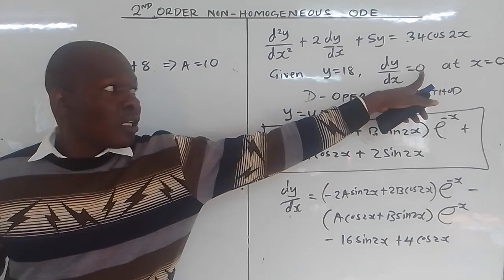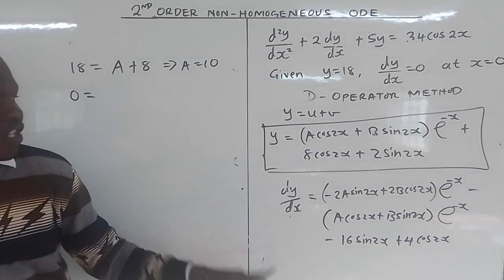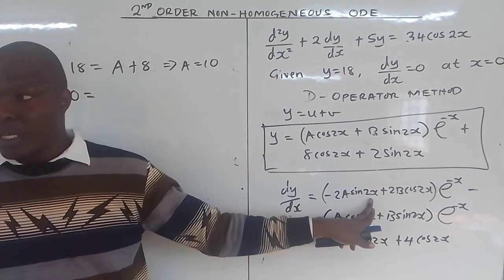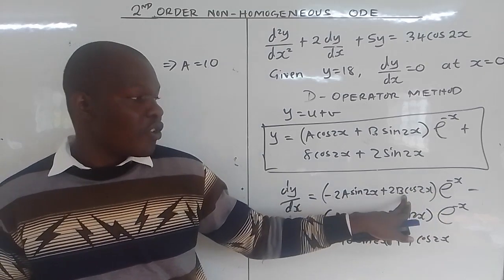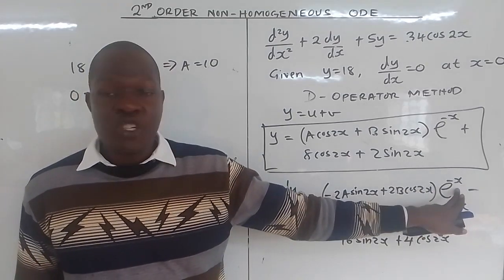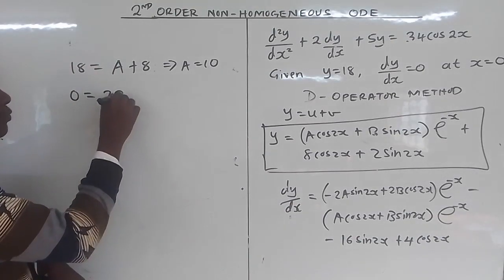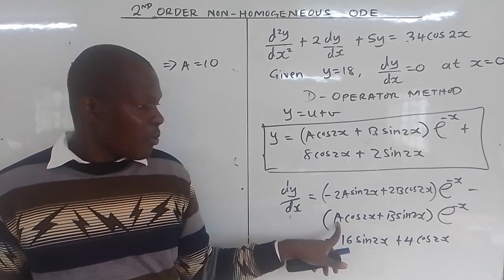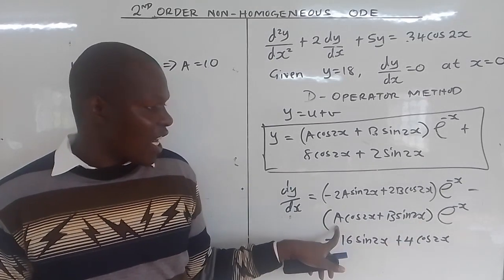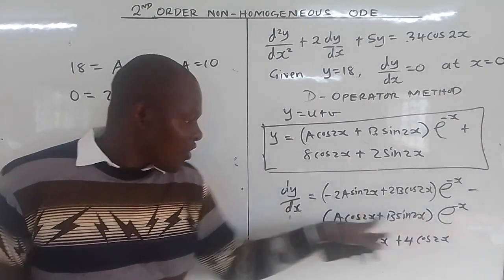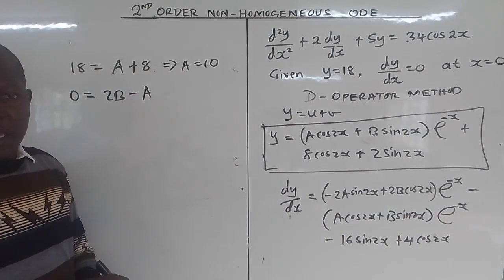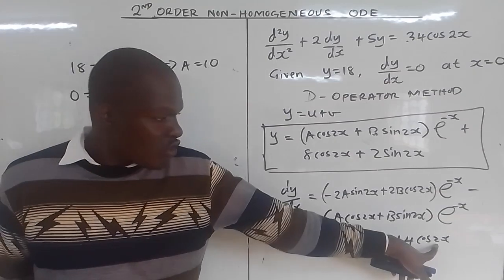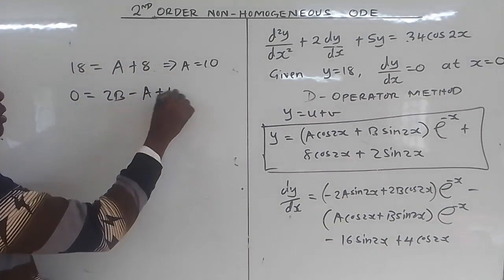Go to the second one. dy over dx is 0. Where there is dy over dx, you put 0. x is 0, so sine 0 will be 0, isn't it? Then cos 0 is 1, you remain with the 2b. Then outside, exponential 0 is 1, so the whole of this will remain with the 2b. Then we have here minus, then cos 0 is 1, so you remain with a. Sine 0 is 0, meaning the whole of this bracket you remain with a. Then exponential 0 is 1, so the whole of that term you remain with a. Are we together? Sine 0 is 0, so 0 times everything is 0, isn't it? Cos 0 is 1, so 1 times 4 you remain with plus 4.